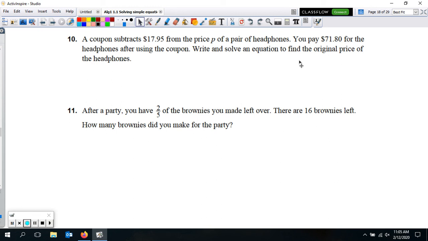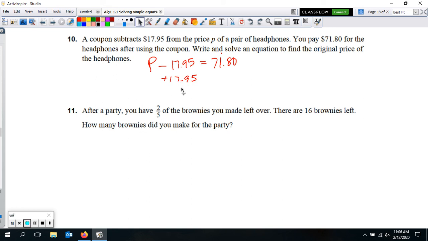And so we would say, okay, the price minus the $17.95. You could start there, just P minus $17.95, because that coupon subtracts the $17.95 from P. So P minus $17.95 is going to equal the price you pay. So you're paying $71.80. So there's our equation. We wrote the equation. It's just going to use a little addition property of equality. We just have to add this $17.95 to both sides to solve for P. So we wrote the equation, and now we're solving the equation.